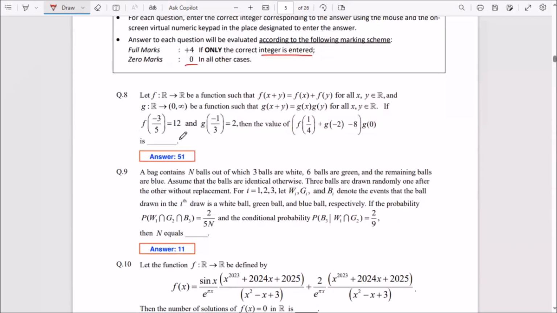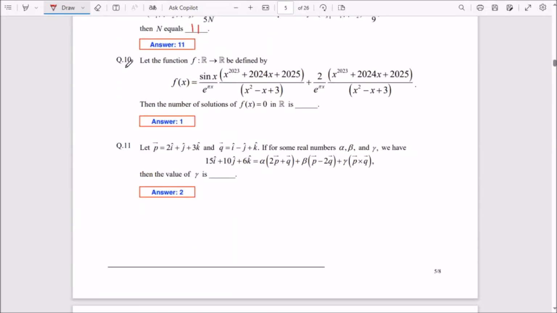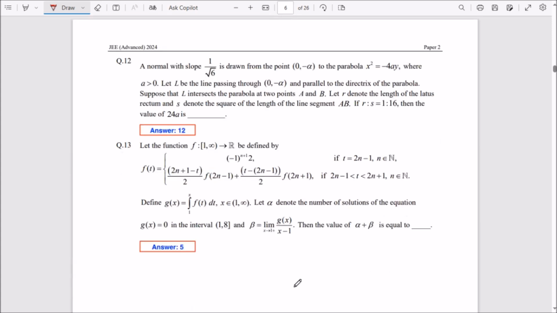Question number 8. Answer is 51. Question number 9. The answer is 11. Question number 10. The answer is 1. Question number 11. The answer is 2. Question number 12. The answer is 12. Question number 13. The answer is 5.